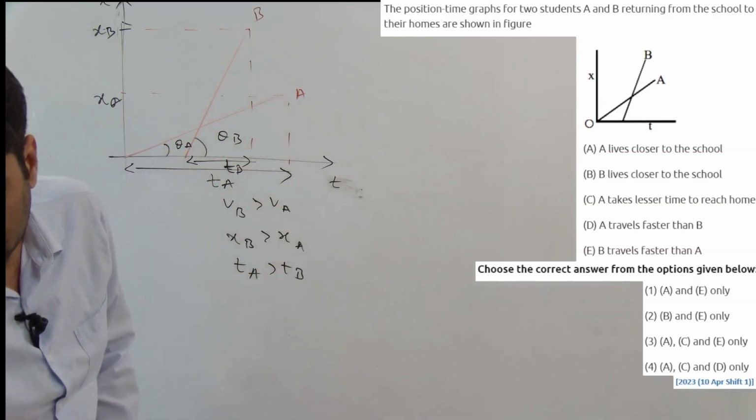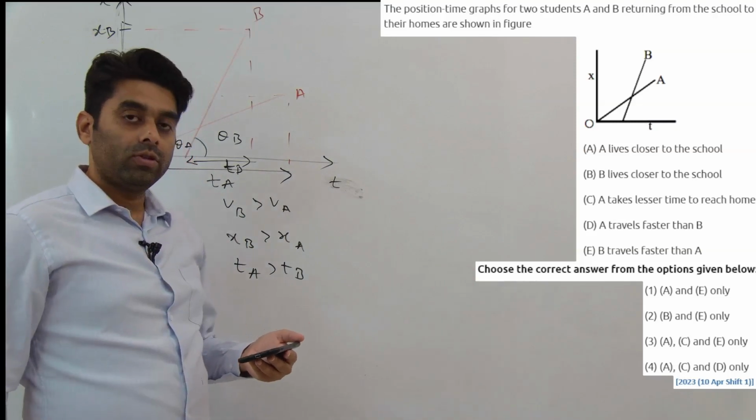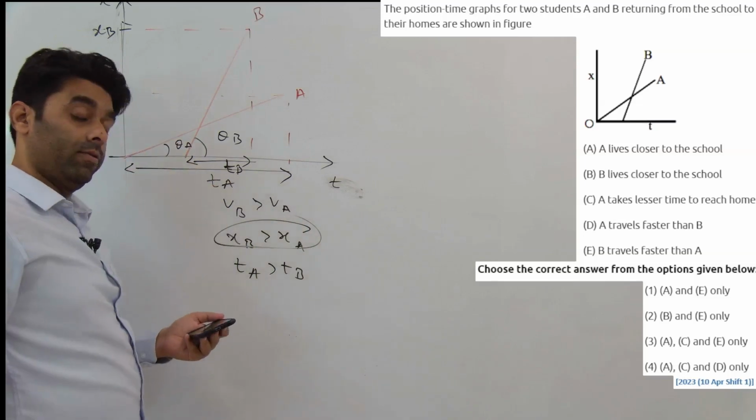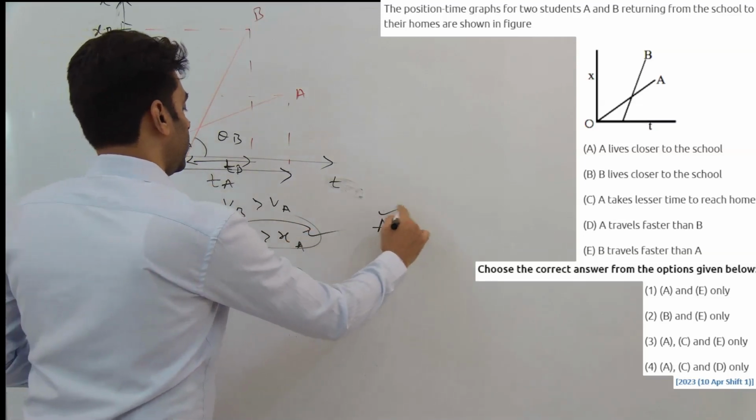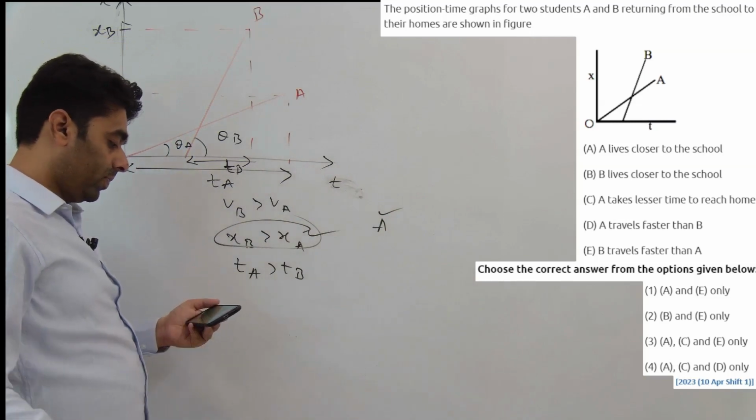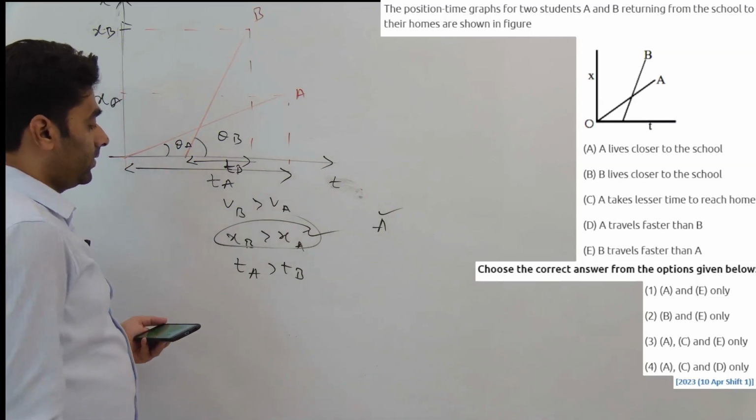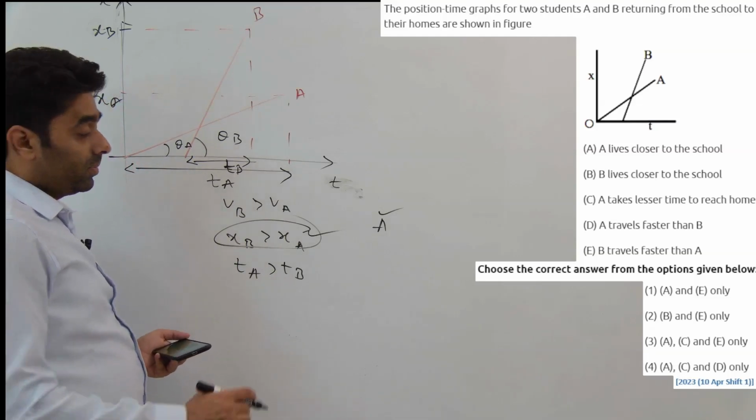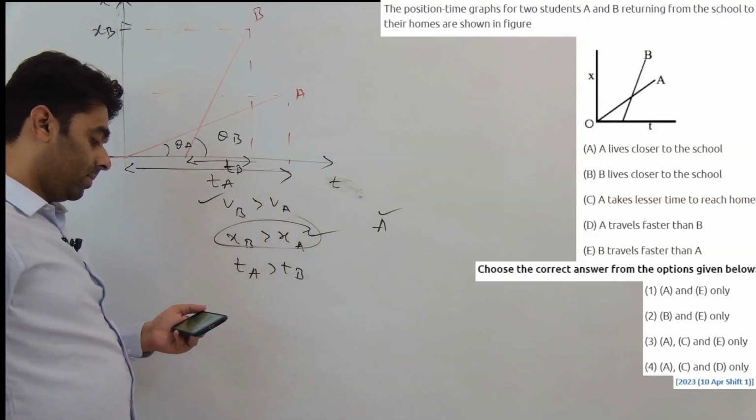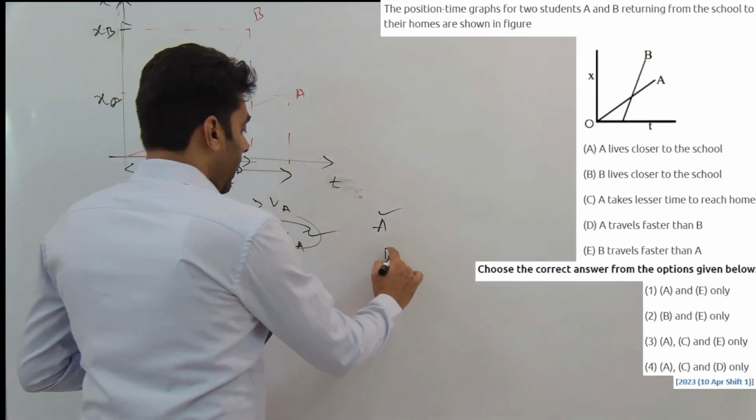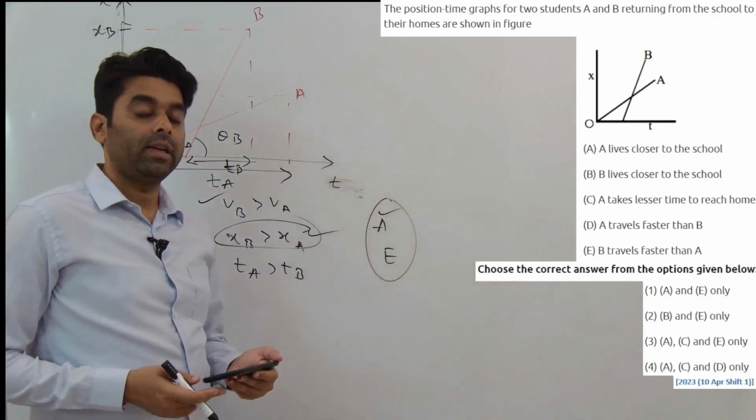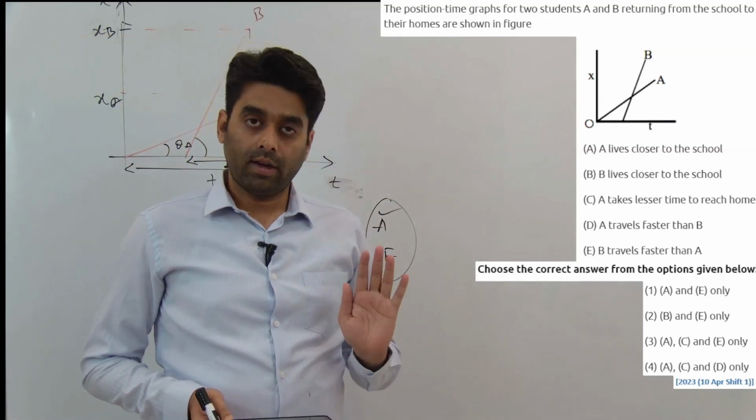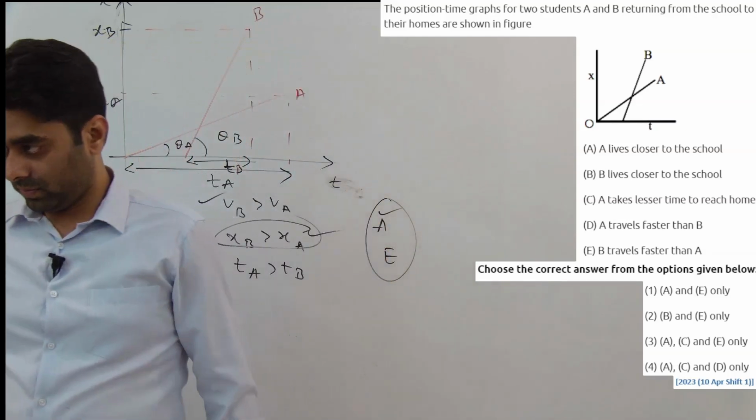Now let us look at all the statements quickly. A lives closer to the school. This one is correct. First statement is correct. B lives closer, no. A takes lesser time to reach home? A takes more time to reach home, so this is incorrect. A travels faster than B? Speed of B is more, that means B travels faster. So statements A and E are correct. So our answer will be A and E only, that means option number 1. Fine. Let us look at the next question.